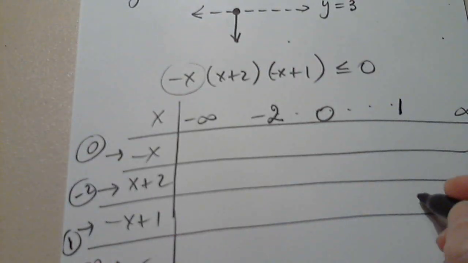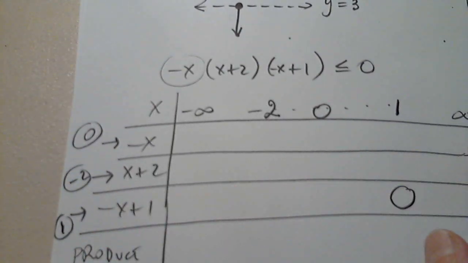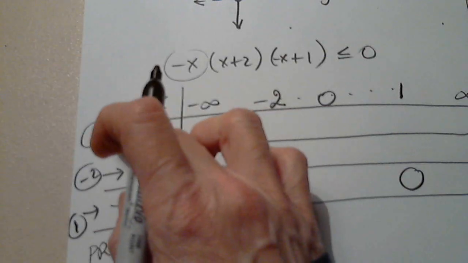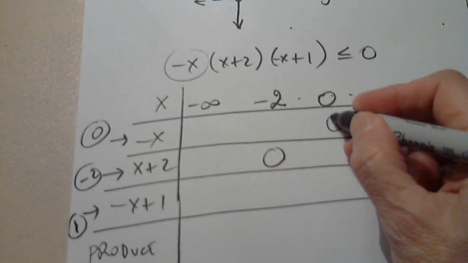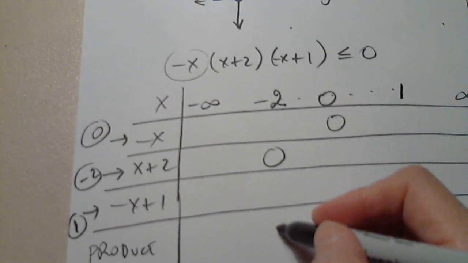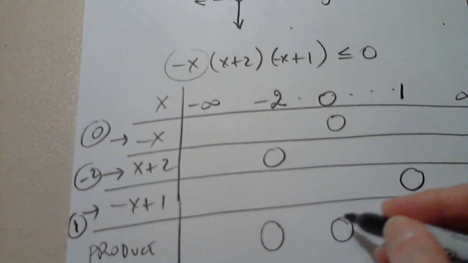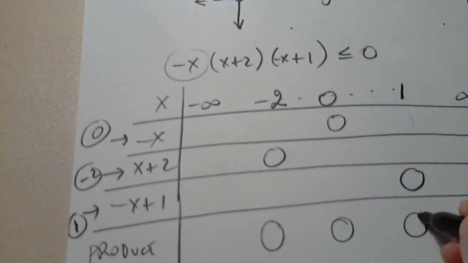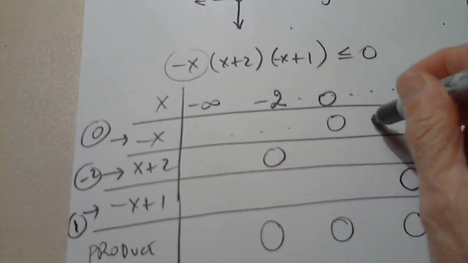So this one is 0 under 1, this one is 0 under -2, and this one is 0 under 0. 0 for the product, 0 for the product, and 0 for the product. Now I need the signs.